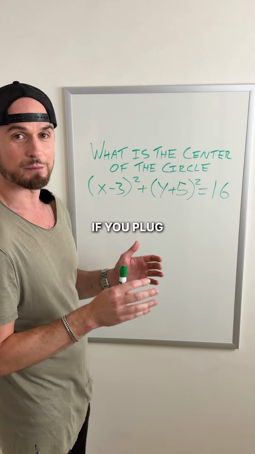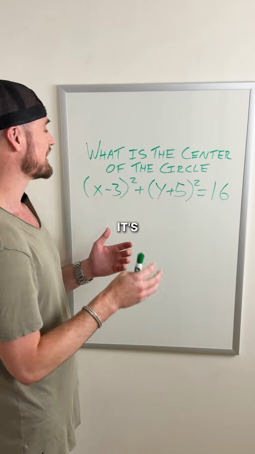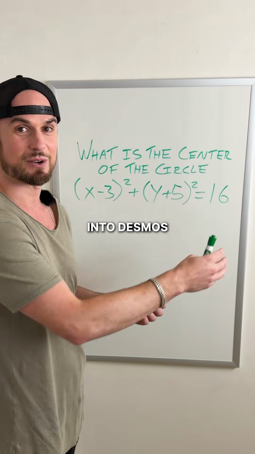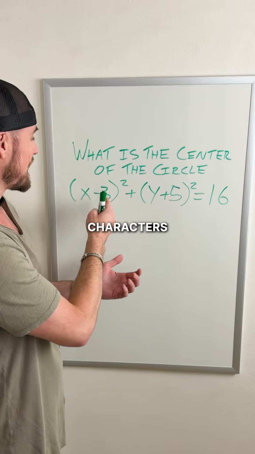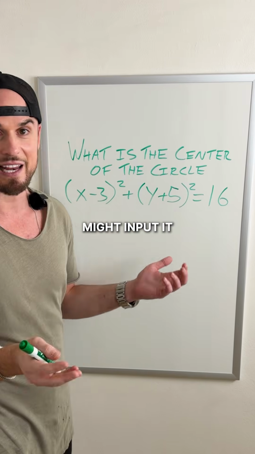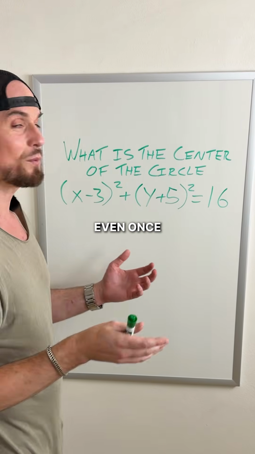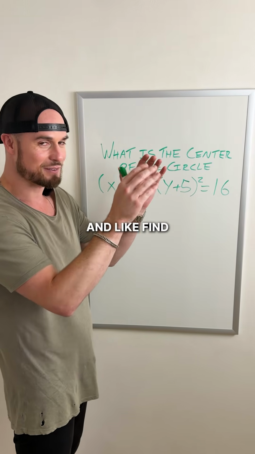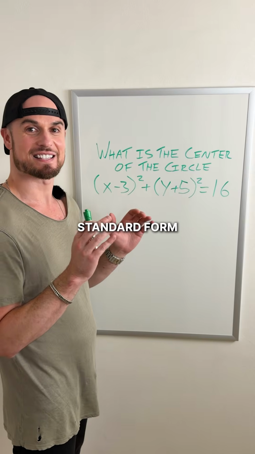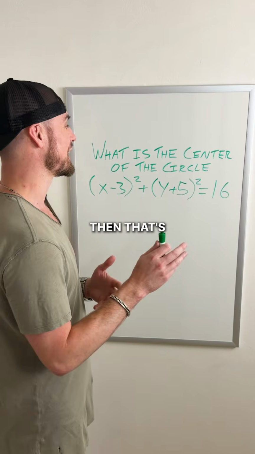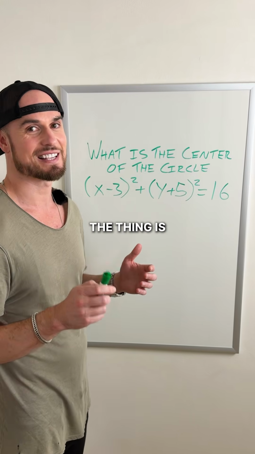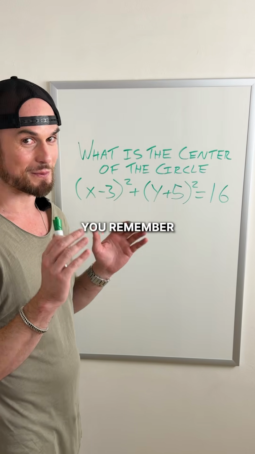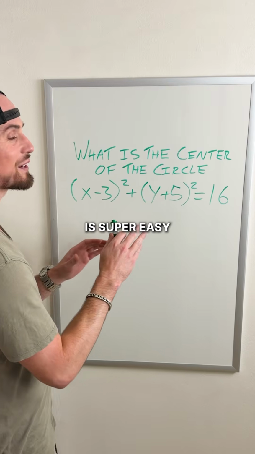And honestly, if you plug this into Desmos, first of all, it's going to take you some time to plug this whole thing in. And second of all, there are so many characters and numbers here, you might input it into Desmos wrong. And then even once it's all in there, you still have to visually look at the graph and find the circle. And if you forget the standard form of a circle equation, then that's sort of what you have to do. But I'm going to teach you the standard form of a circle equation right now. And then after you remember it, this problem is super easy, okay?